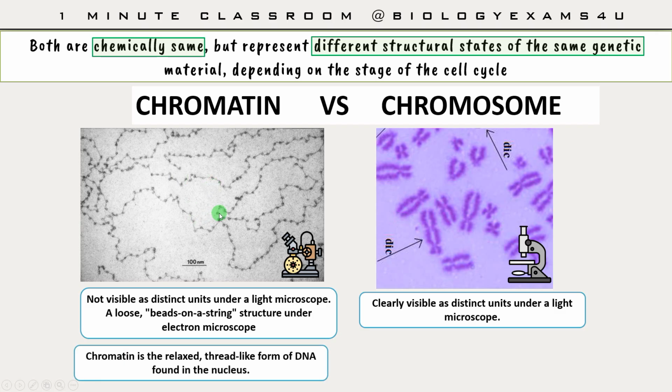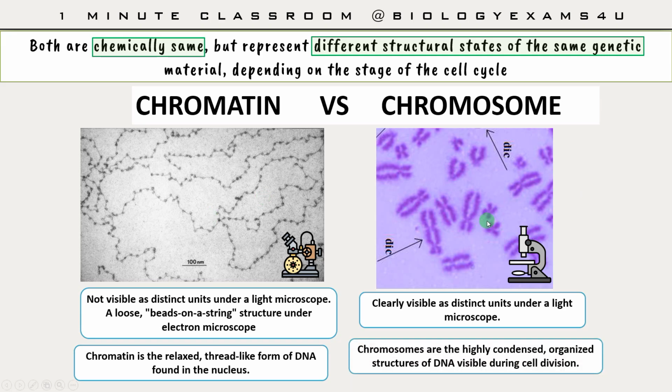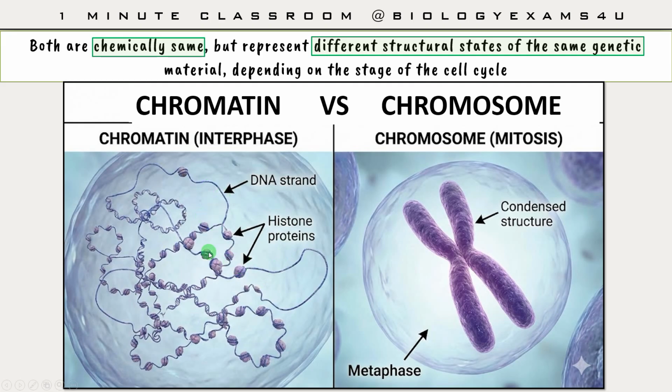Chromatin is relaxed, fine thread-like form of DNA that is found in the nucleus during the interphase stage, whereas chromosomes are tightly or highly condensed chromatin, that is organized structures of DNA that is visible during cell division, mitosis or meiosis. So as you see, this is chromatin. These are fine threads. When we zoom in, you can see that these threads are wrapped around histone proteins. Whereas chromosomes, this is a metaphase chromosome, the most condensed form of chromosome that we normally use for karyotyping.